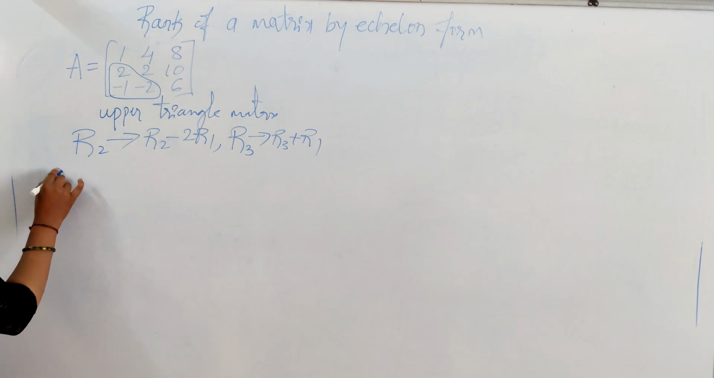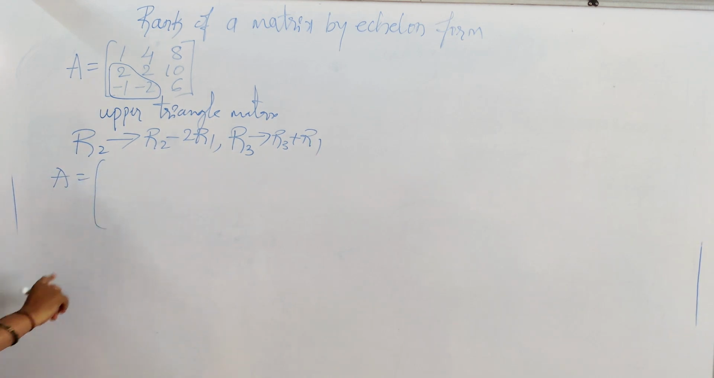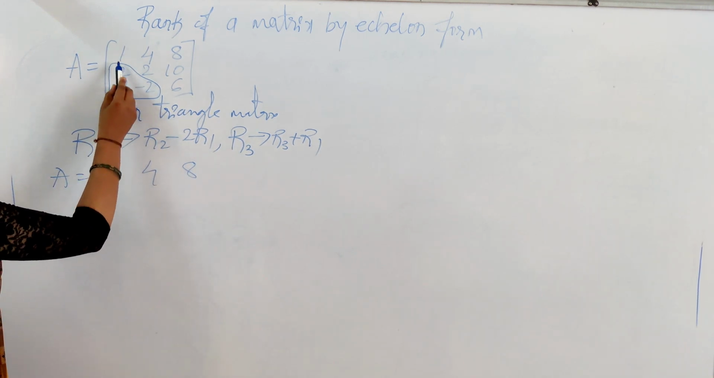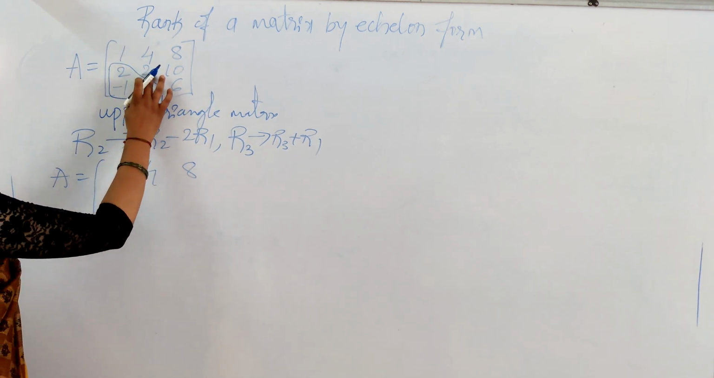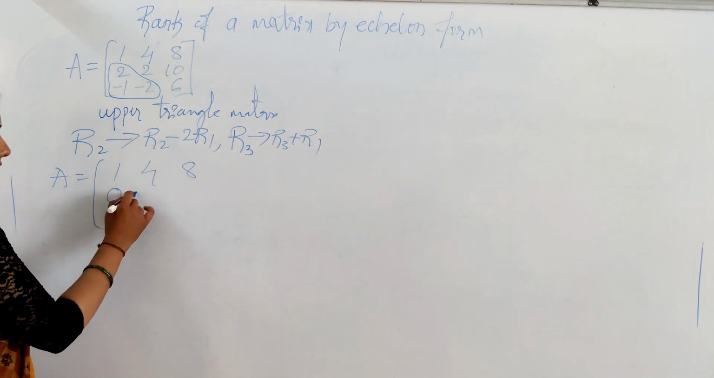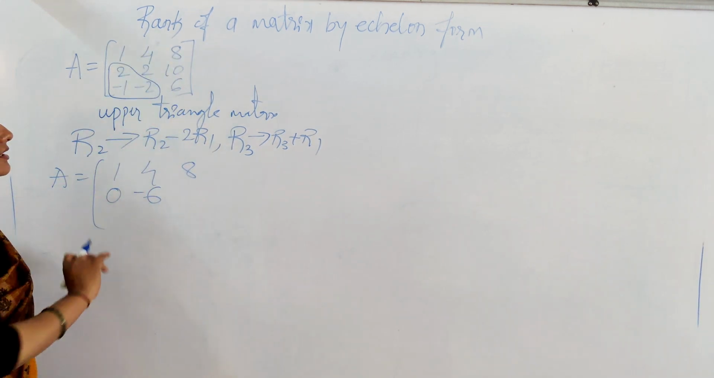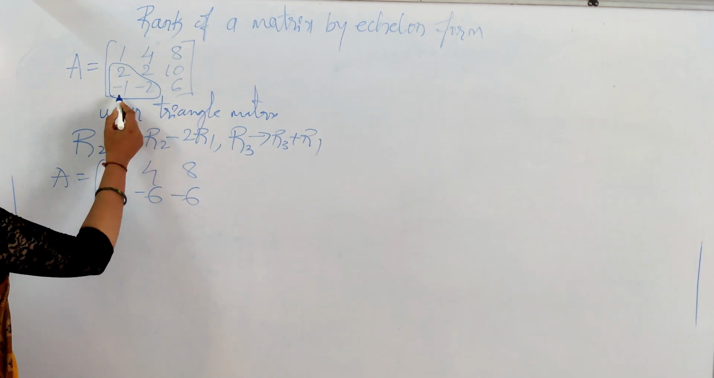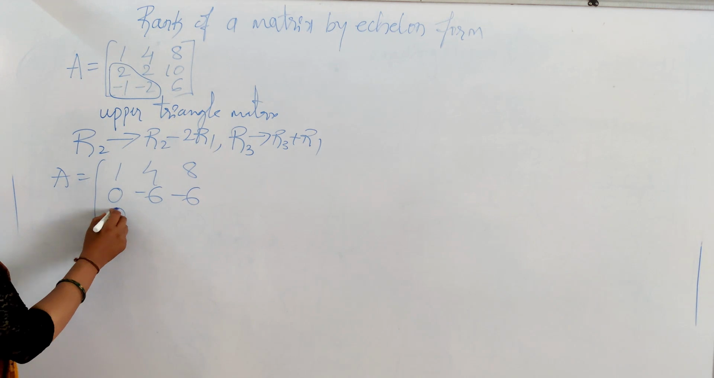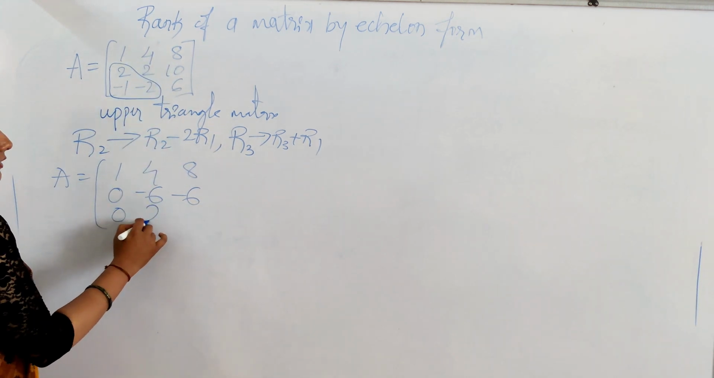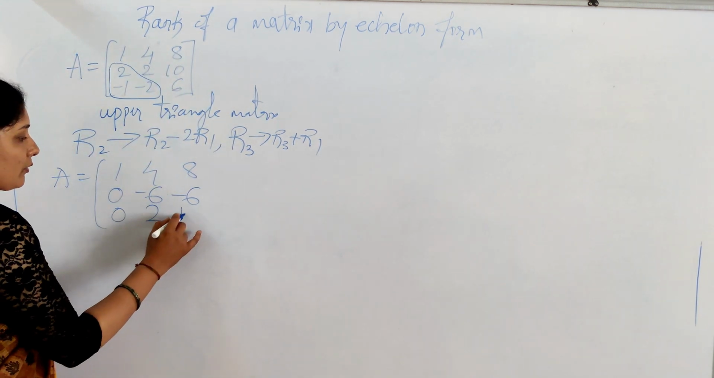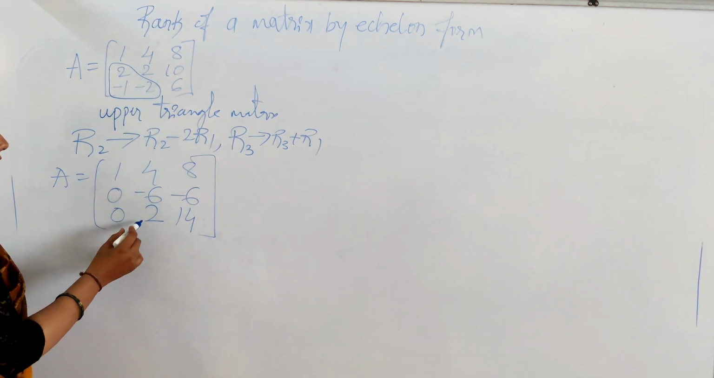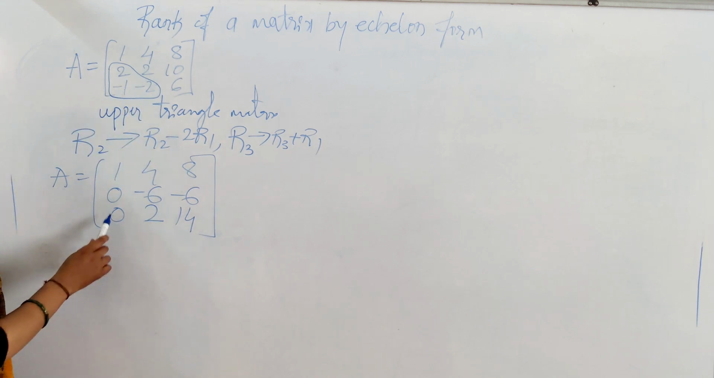Now, write it. R1 as it is. Now, this is R2: 2 minus 2, 0. 2 minus 8, that is minus 6. 10 minus 16, minus 6. Minus 1 plus 1, 0. Minus 2 plus 4, 2. 6 plus 8, 14. Now these two became zeros.